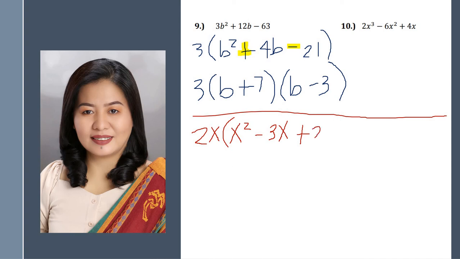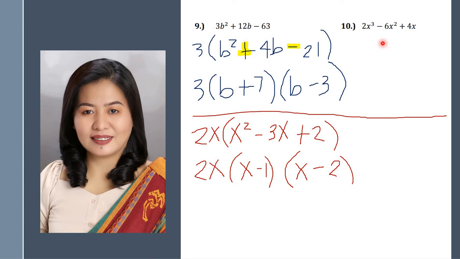So we can factor the second factor there because that's a trinomial and it's factorable. So we have x minus 1 and x minus 2. So why do we use minus? Because the last term is positive, negative 1 times negative 2 is positive 2. Negative 1 plus negative 2 is negative 3. So the factors of 2x cubed minus 6x squared plus 4x are 2x, x minus 1, and x minus 2.